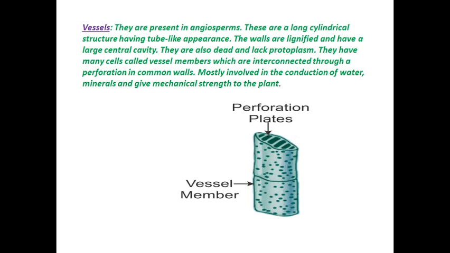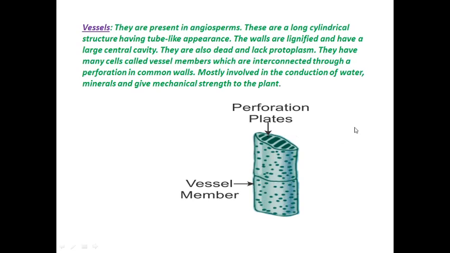They are long cylindrical structures having a tube-like appearance. Their walls are lignified and they have a central large cavity. Here you see, this is one vessel member. This is another vessel member. And how are they connected to each other? They are connected by means of perforation plates. Here you see this area, this is called a perforation plate. So these vessel members are connected together by means of these perforation plates. Fine. They are mostly involved in conduction of water and minerals, and give mechanical strength to the plant. I hope this is clear to you.